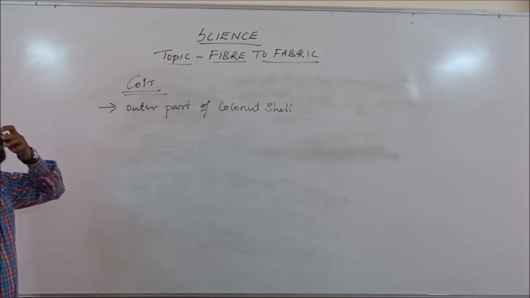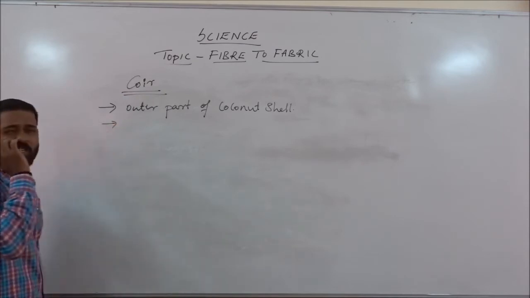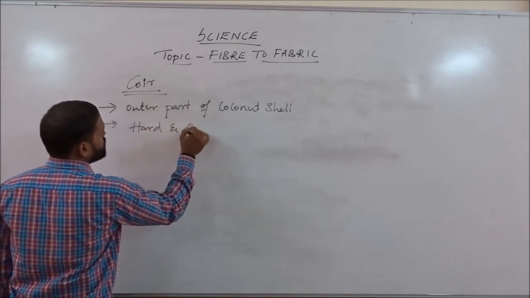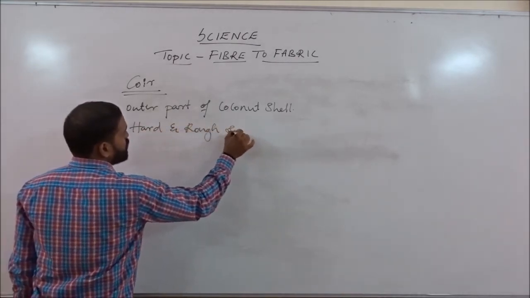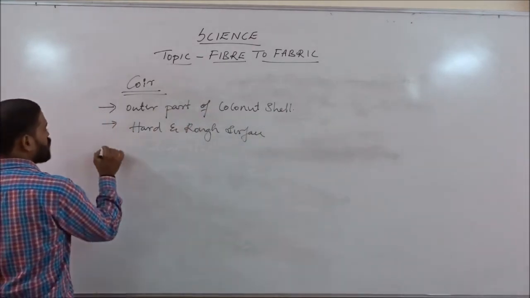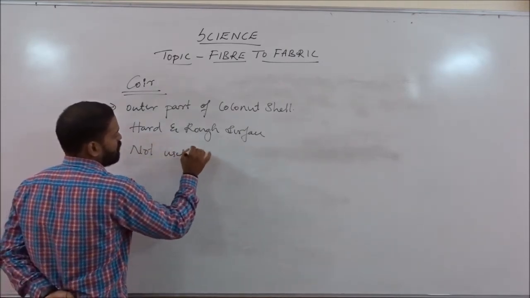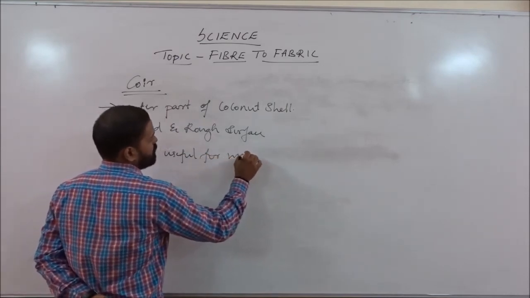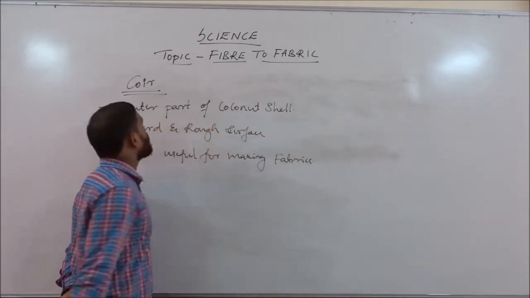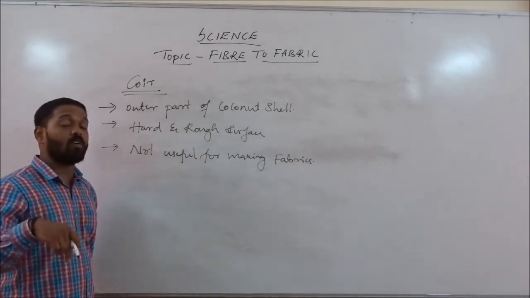Basically, this coir is useful for many purposes. Its texture becomes very rough and hard, a hard and rough surface. So we are not going to use these coir fibers to make fabrics. Coir is not useful for making fabrics. Did you understand? But the coir fiber we can use for different purposes.